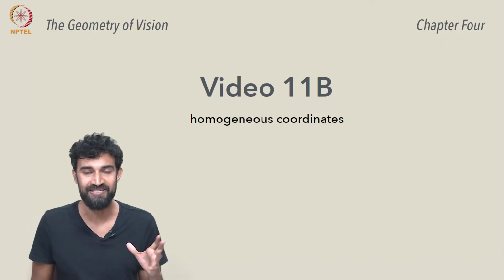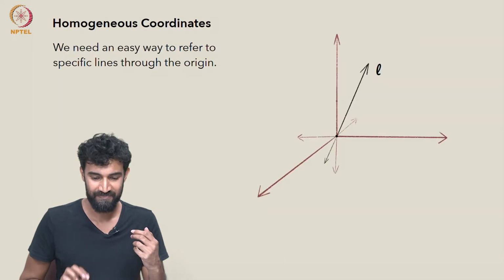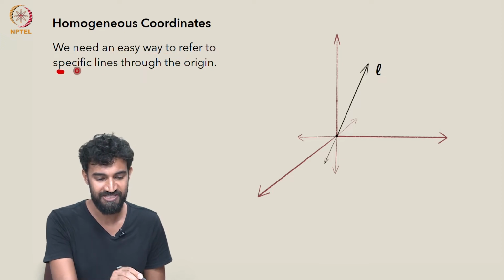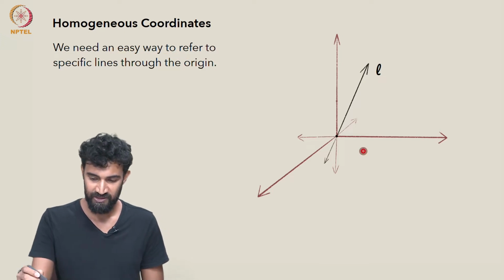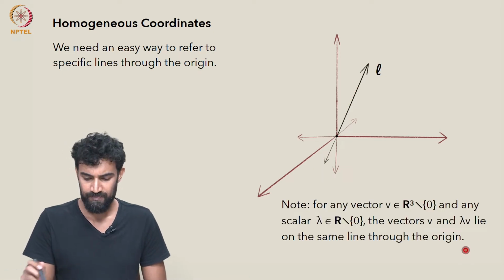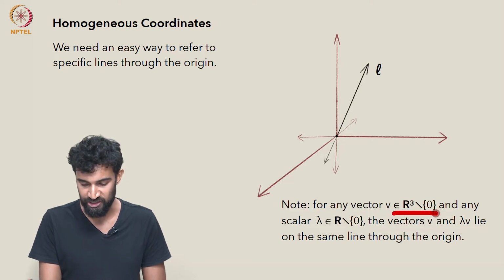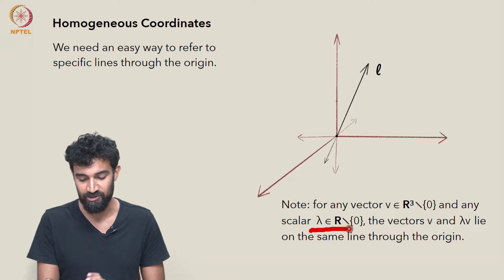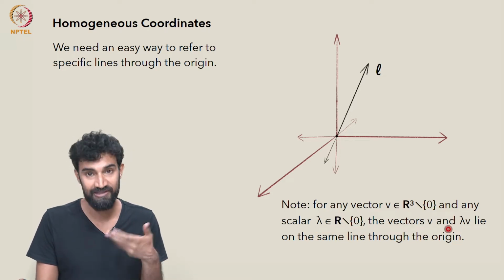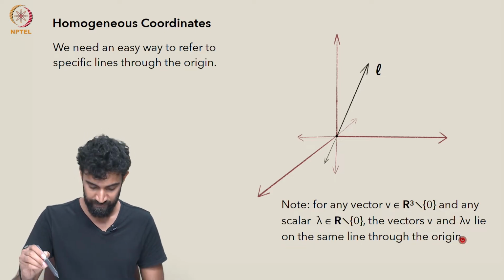So now we're ready to see how we can put coordinates on the real projective plane. So we need an easy way to refer to specific lines through the origin. Here's a line L. How do we quickly refer to it? Well, note that for any vector v in R3 minus the origin, and any non-zero scalar lambda, the vectors v and lambda v will lie on the same line through the origin.